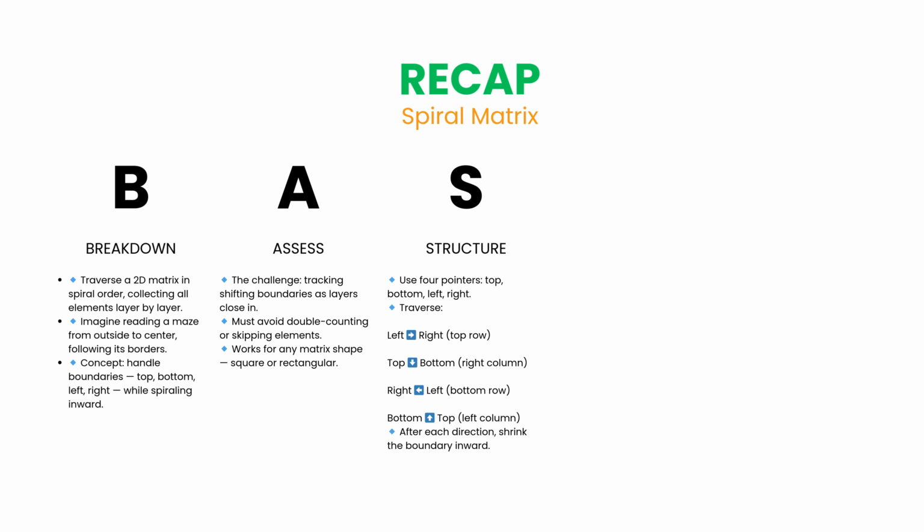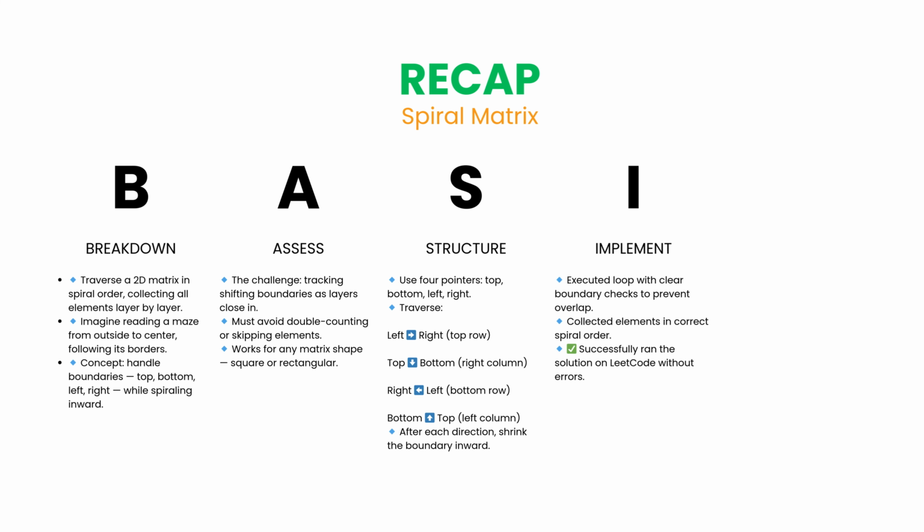Structure recap. The plan is straightforward. Initialize top, bottom, left, and right boundaries. Loop while top is less than or equal to bottom and left is less than or equal to right. Traverse left to right along the top row. Traverse top to bottom along the right column. Traverse right to left along the bottom row, if not revisited. Traverse bottom to top along the left column, if not revisited. Shrink the boundaries after each traversal.